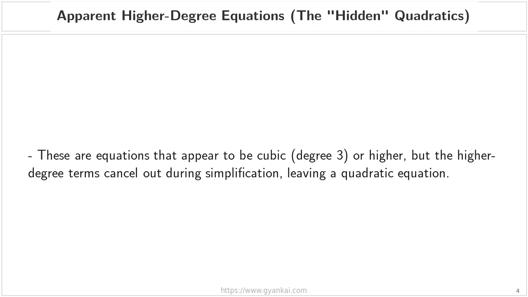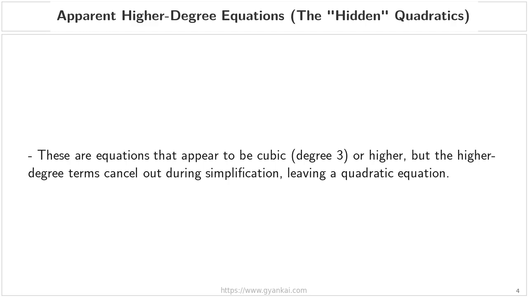Now let's shift our focus from the fake quadratics we just discussed to something slightly different. Hidden quadratics, or what we call apparent higher degree equations. In the previous slide, we saw how an equation might look quadratic but actually simplify into a linear one. Here, we encounter the opposite scenario. These are equations that look much more intimidating at first glance. They might appear to be cubic, meaning they have a degree of 3 or even higher.